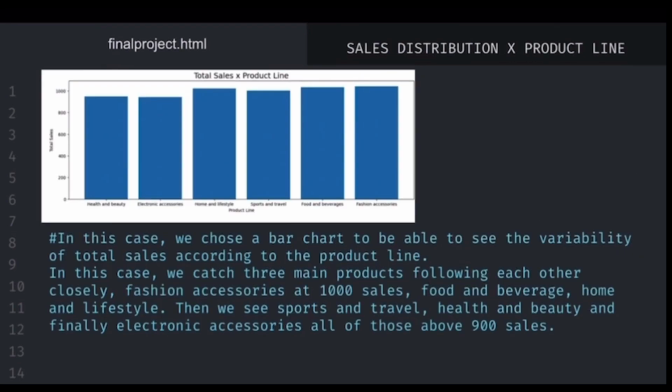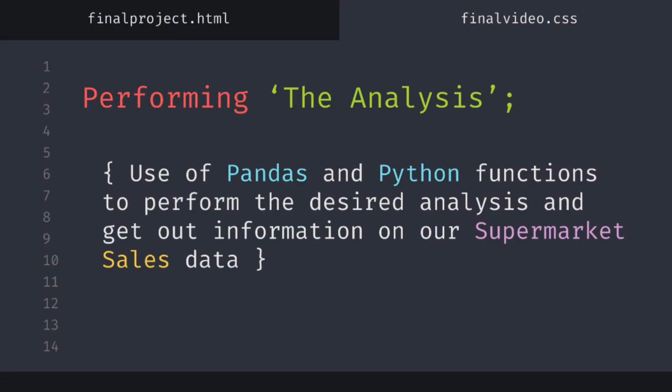In this case, we chose a bar chart to be able to see the variability of those total sales according to the product line. And we catch three main products following each other closely: fashion accessories, reaching 1,000 sales, food and beverage, home and lifestyle. Then we see following sports and travel, health and beauty, and finally electronic accessories, but all of those are above 900 sales. So now we're going to use pandas and Python functions to perform the desired analysis and get our information on our supermarket sales data.